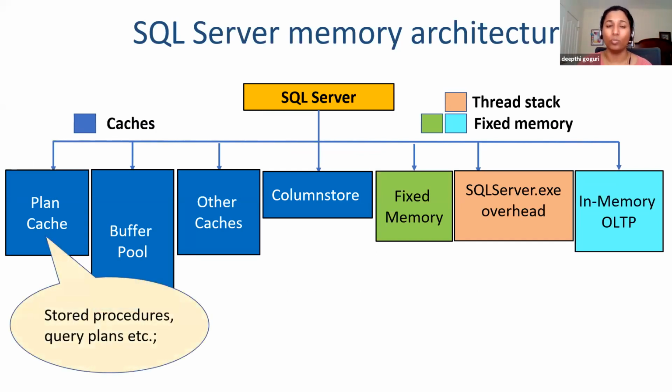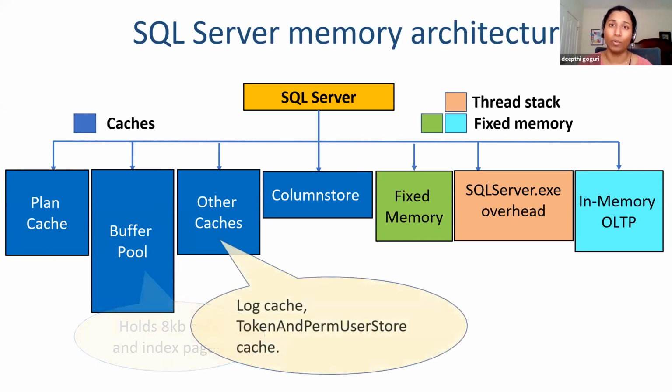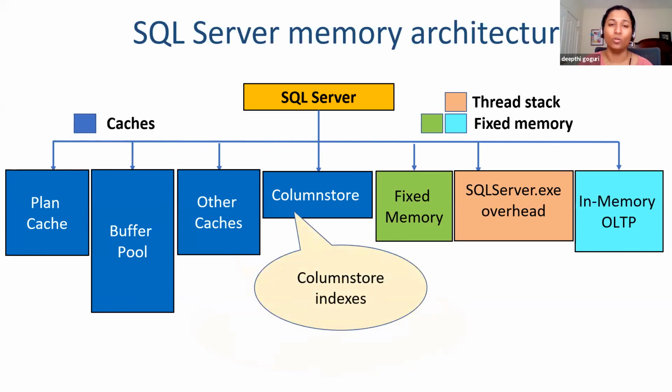It holds the stored procedures, query plans, etc. The buffer pool, which is the biggest component of all, holds the 8 KB data pages and the index pages. There are also other types of cache like log cache, token and perm user store cache. What the token and perm user store cache does is store the user permissions on the objects. There is also another type of cache known as column store cache, which stores column store indexes.